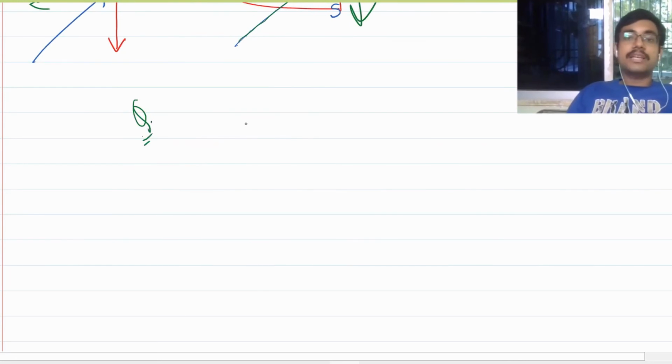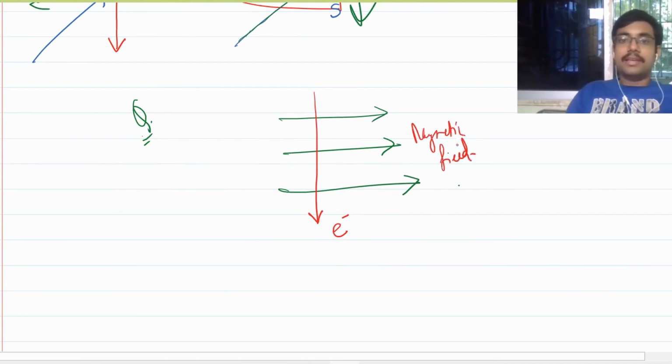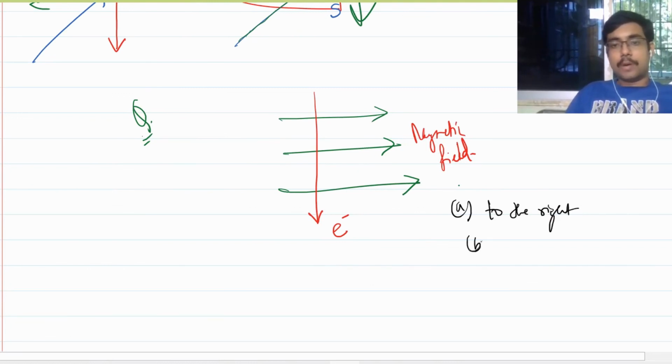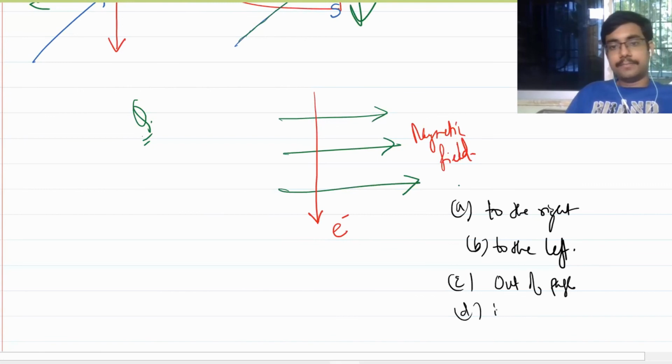Now, suppose there is an electron. Suppose I have a magnetic field in this direction. And suppose I push an electron through this in this direction. This is an electron, and this is the direction of magnetic field. Can you say in which direction will the electron get deflected? Option A, to the right. Option B, to the left. Option C, out of page. Option D, into the page.